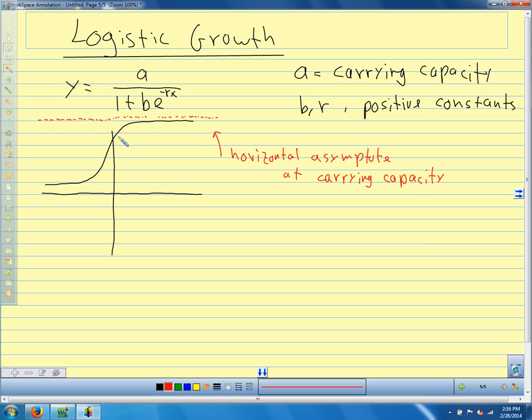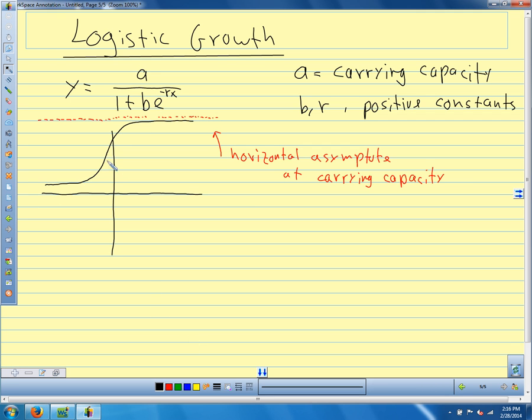So, for example, in the example I gave about diseases spreading, the carrying capacity would be the number of people that could possibly catch the disease. So the population can't spread beyond however many people can catch the disease. And we also have a horizontal asymptote down here at y equals 0. So the population can't get below 0.